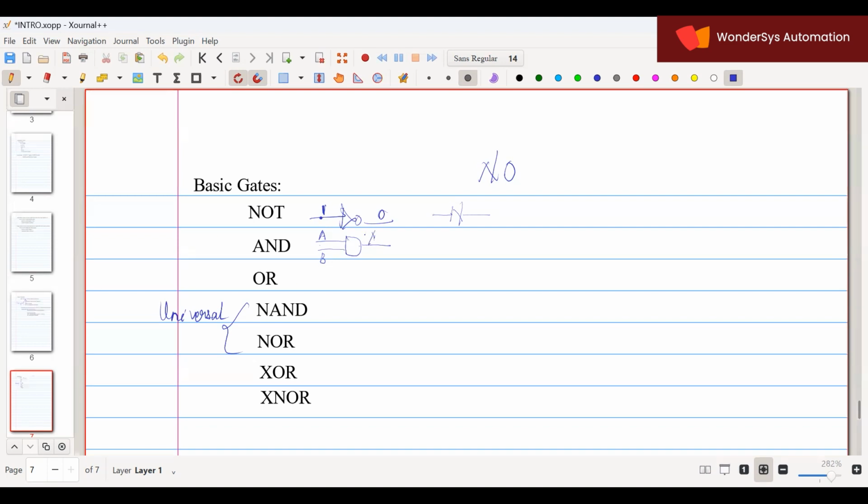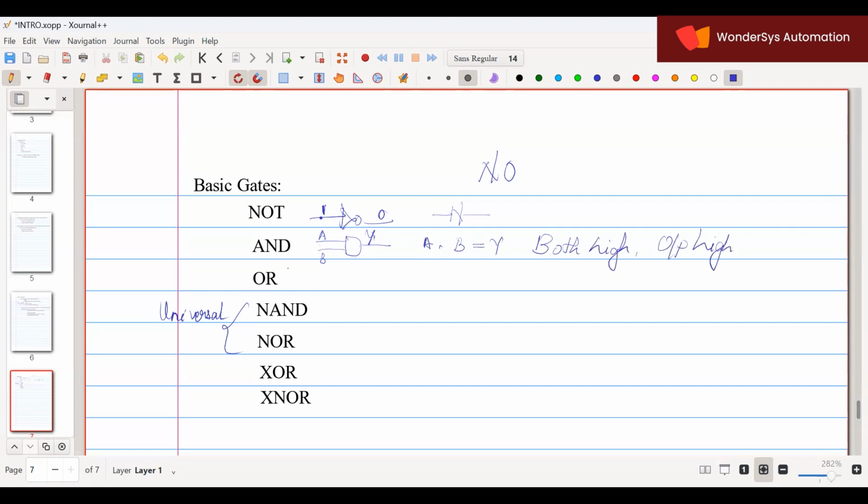Okay. So what operation does an AND gate perform? If both inputs are high, madam, the output will be high. So if both are high, A into B, the output will be high.